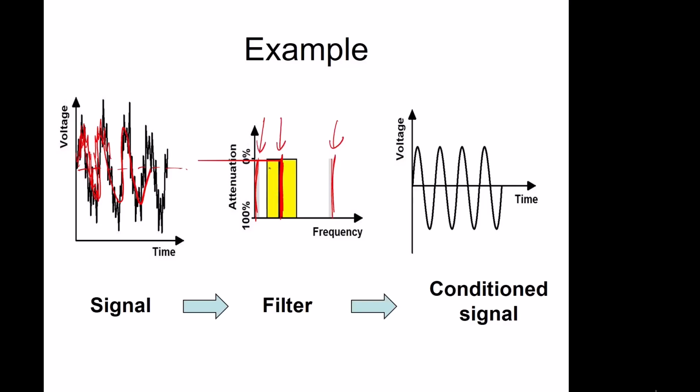So if we put a filter on there that only allows this part through, then when we pass this through this filter, what we come out with is a nice clean signal here of the frequency of interest.